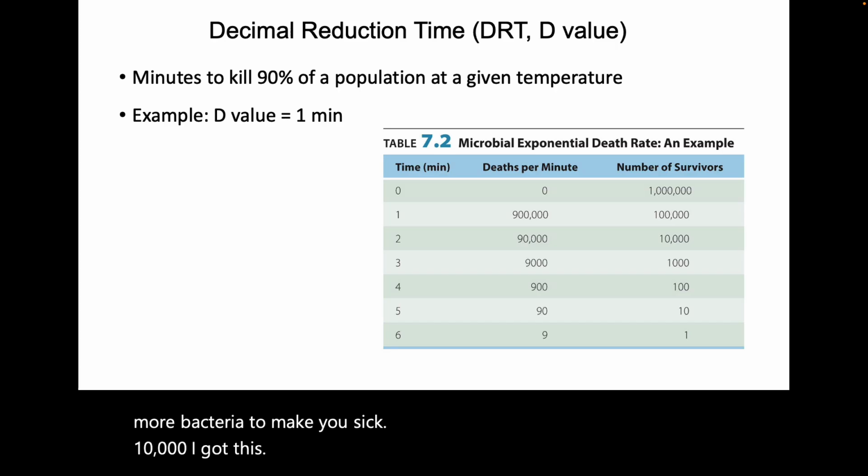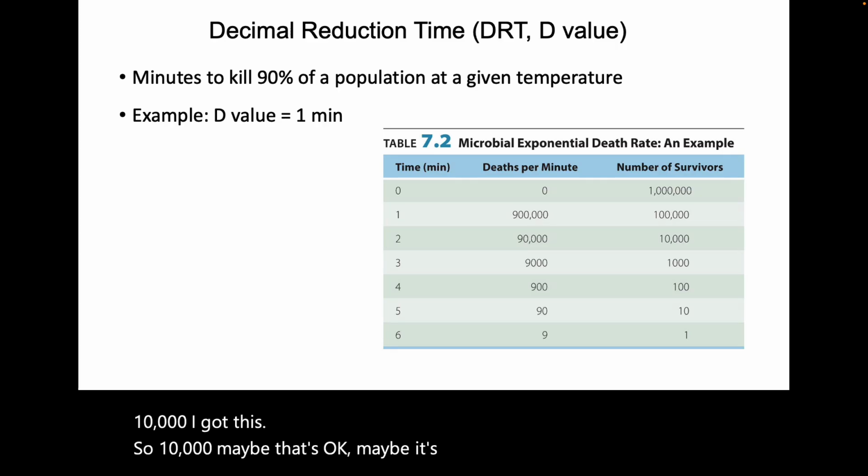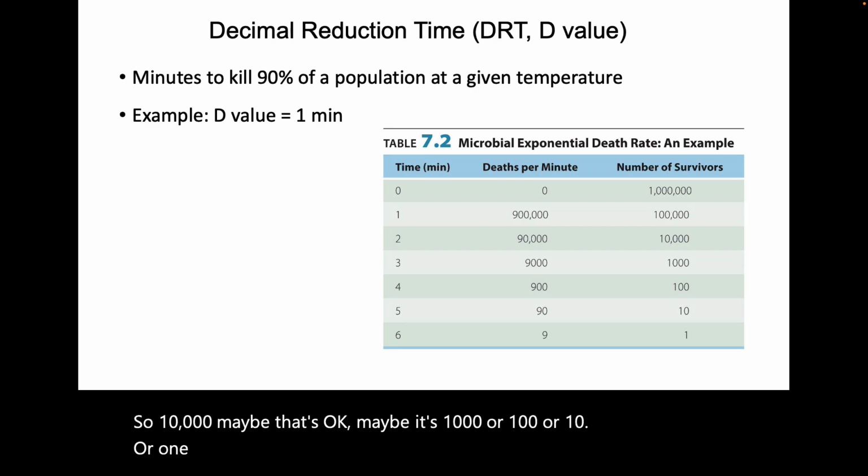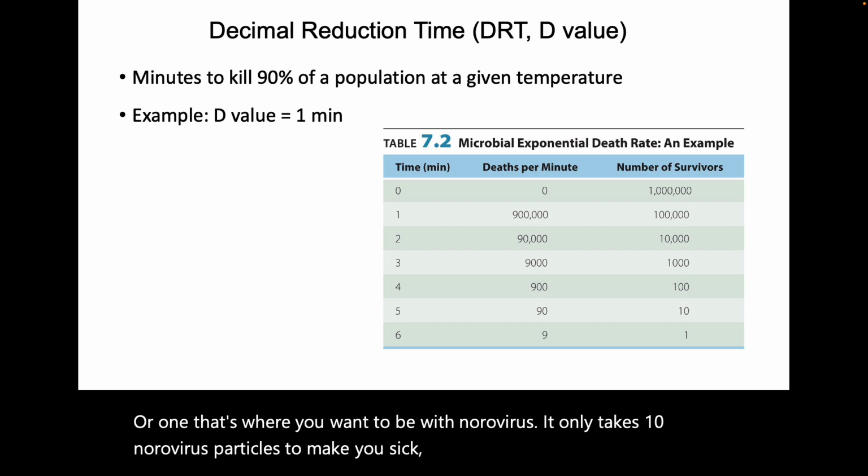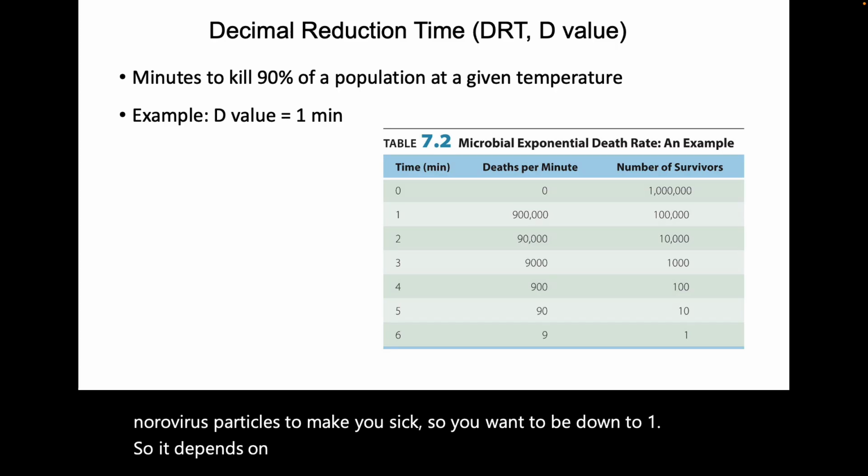So 10,000, maybe that's okay. Maybe it's 1,000 or 100 or 10 or 1. That's where you want to be with norovirus. It only takes 10 norovirus particles to make you sick. So you want to be down to 1. So it depends on the organism, like how much you need to go down.